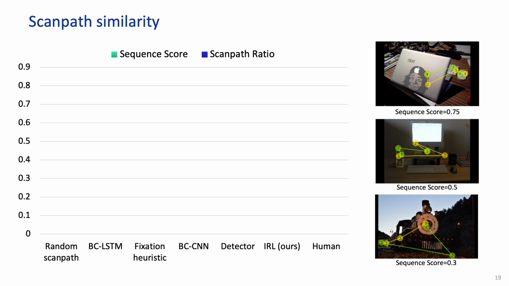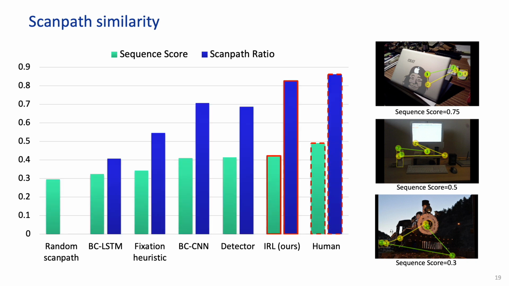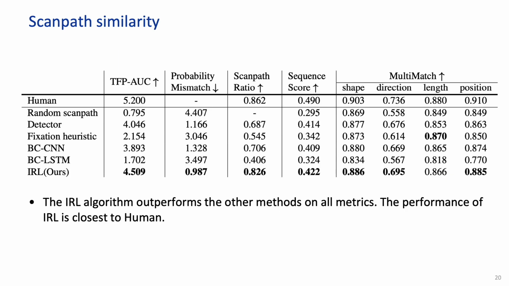To measure the performance, we use a sequence score and scan path ratio to compute the scan path similarity between the prediction and the ground truth. Our approach is the closest to the human oracle and outperforms all the other methods. We also measure the scan path similarity using other metrics. Our model performs the best on all metrics.